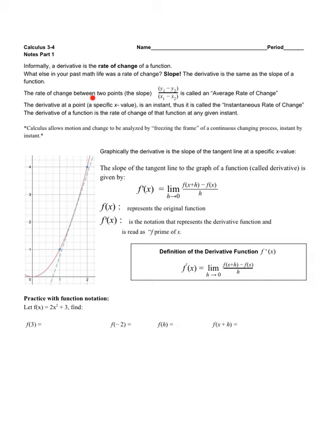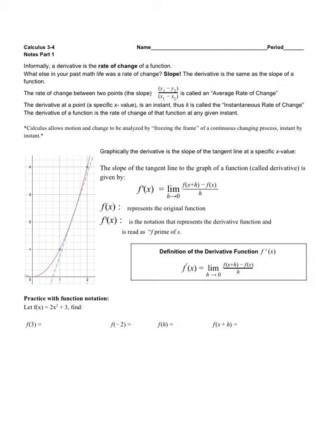Okay, when you find the rate of change between 2 points, using the slope formula, which is right here, the good old slope formula, y minus y over x minus x, that is called an average rate of change in the calculus world. So that slope formula, the slope between 2 points, is an average rate of change. If you want to find the derivative at a point, a specific x value, just one x value at an instant, that is the instantaneous rate of change, and that is the true definition of derivative. The derivative of a function is the rate of change of that function at any given instant, instantaneous rate of change. Okay, so I would strongly encourage you to read through this again.